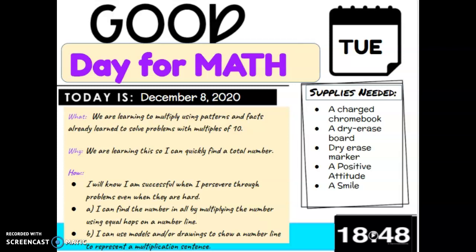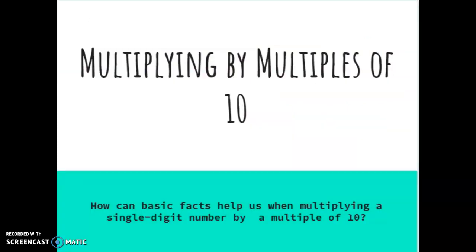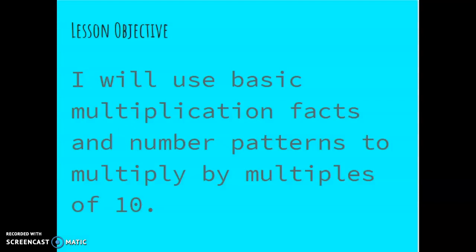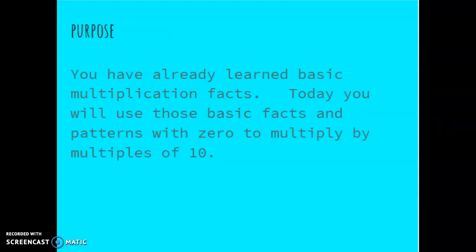And again, we are talking about multiplying by multiples of 10. How can basic facts help us when multiplying a single digit number by a multiple of 10? So our learning objective today is, I will use basic multiplication facts and number patterns to multiply by multiples of 10. You already learned some basic multiplication facts.